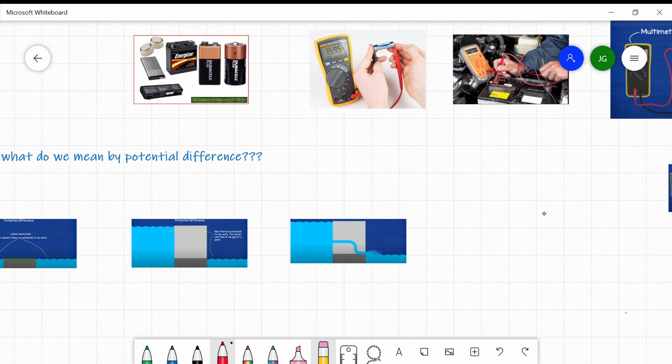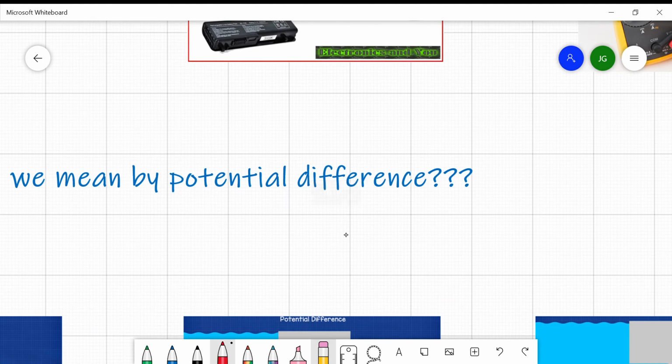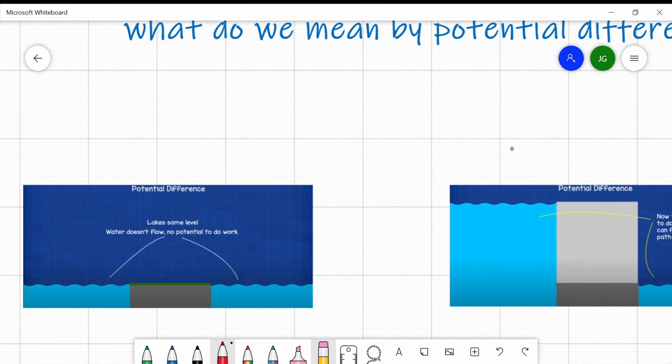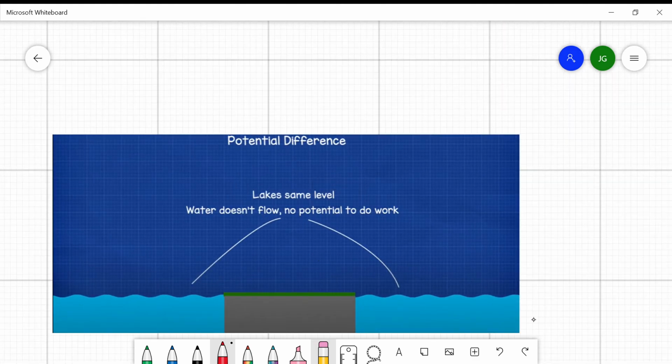At the end, we will try to understand the concept of potential difference. Assume that we have these two lakes and water, as you can see, doesn't flow from one part to another. The reason is that there is no potential difference.